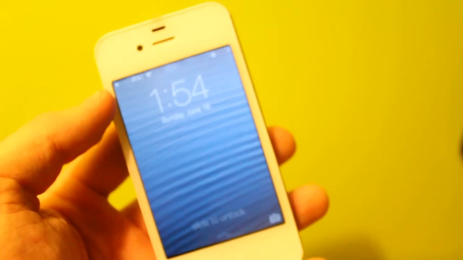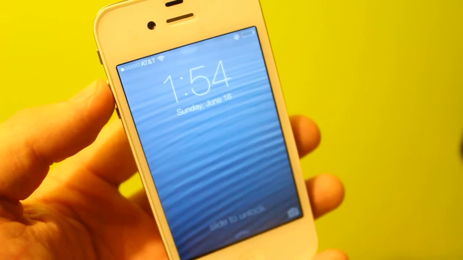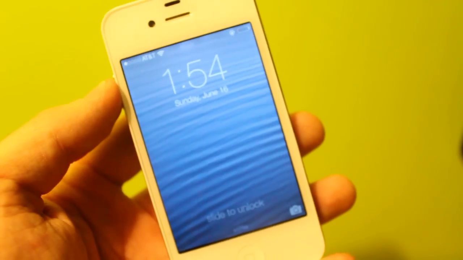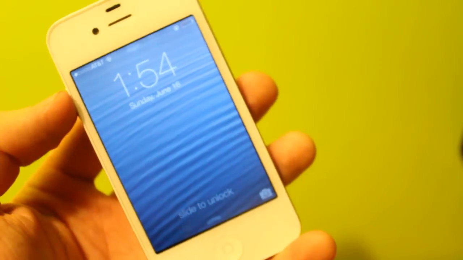This is unlocked with a GPP SIM. And it's been working very well. I've had my AT&T SIM in there all day long. It connected well. It's continued to stay connected. It works just as well as the iOS 6.1.3 and lower did.